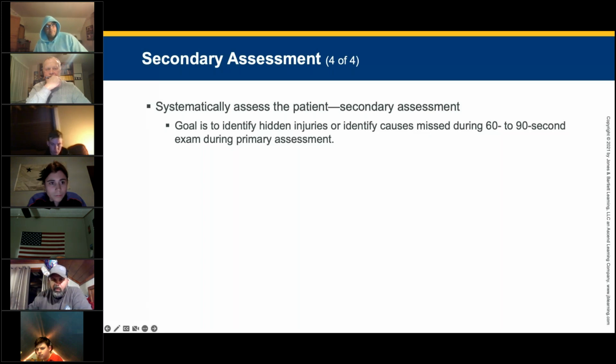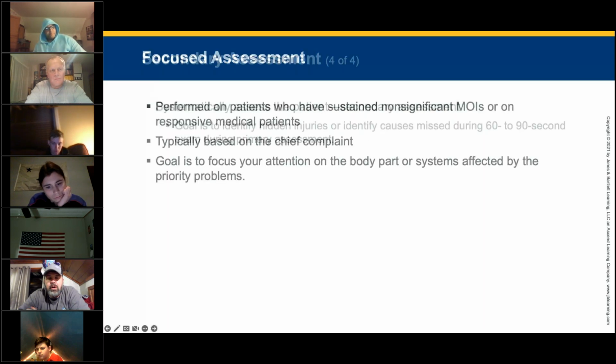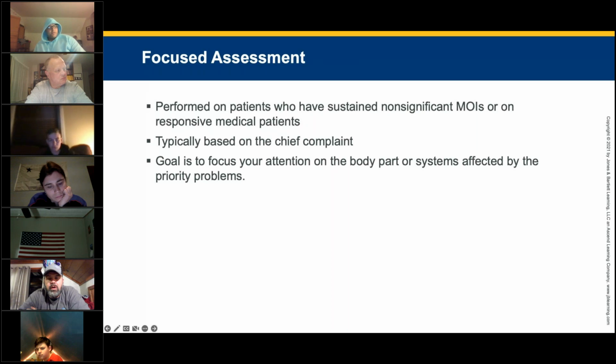Your secondary assessment is systematic. Your goal is to identify any hidden injuries or identify causes that you missed during your initial primary assessment. Your focused assessment is going to be performed on patients who have sustained a non-significant mechanism of injury or on responsive medical patients. Your focused assessment is going to be based on your chief complaint. The goal is to focus your attention on the body part or systems that are affected by the priority problems.